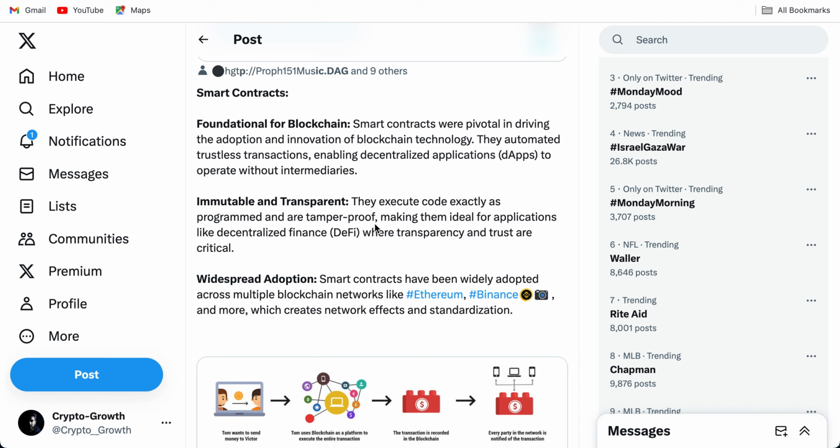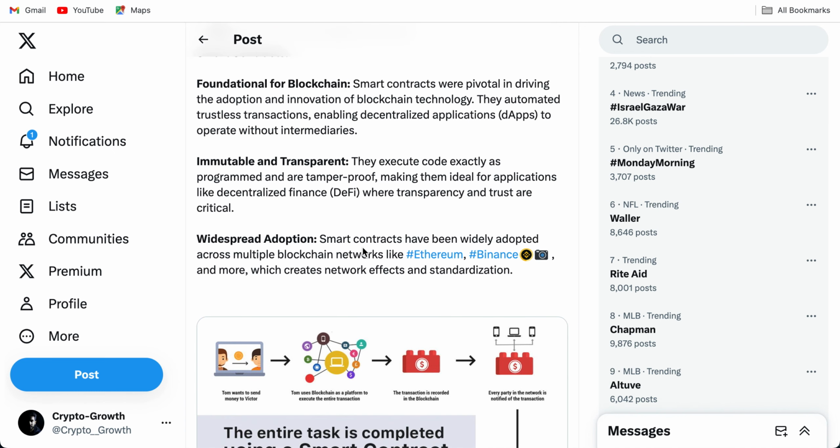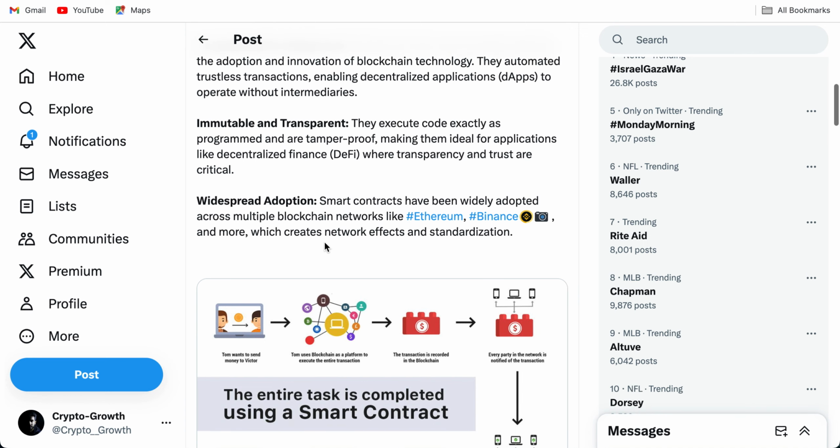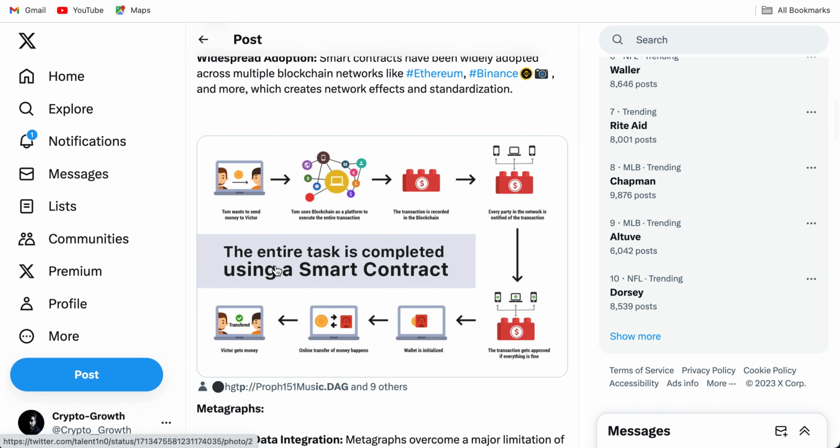Immutable and transparent, they execute code exactly as programmed and are tamper proof, making them ideal for applications like decentralized finance, where the transparency and trust are critical. Widespread adoption. Smart contracts have been widely adopted across multiple blockchain networks like Ethereum, Binance, and more, which creates network effects and standardization. Check this out.